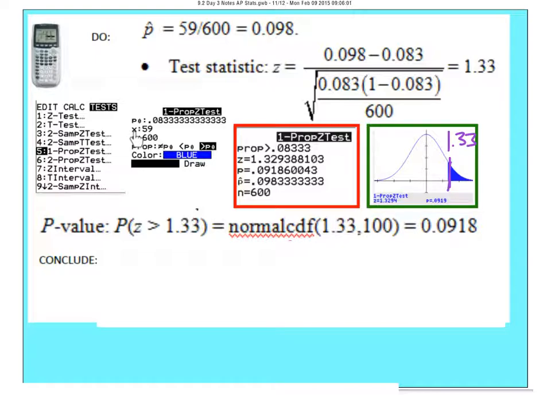So how many successes were there? There were 59 successes out of a sample size of 600. Choose which test you want. Was it a two-sided? Was it a less than or greater than? It was a greater than test. And then I can go ahead.